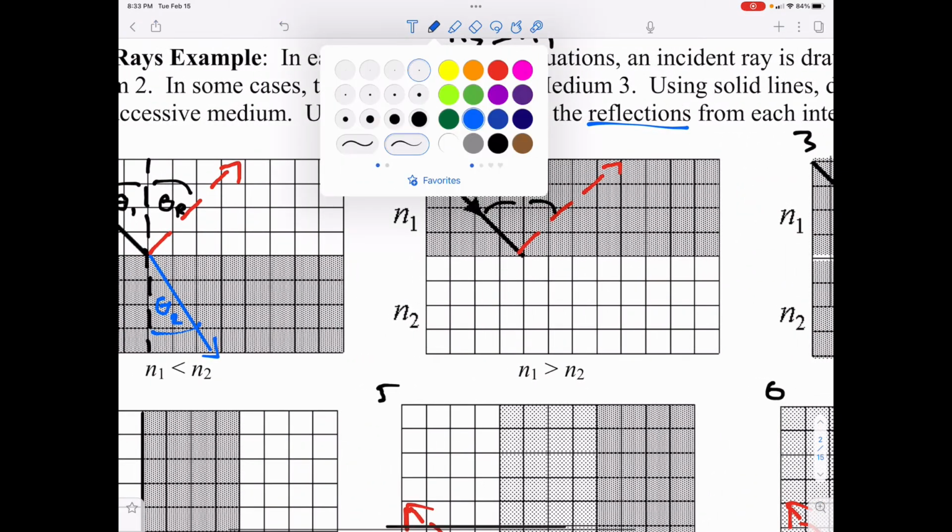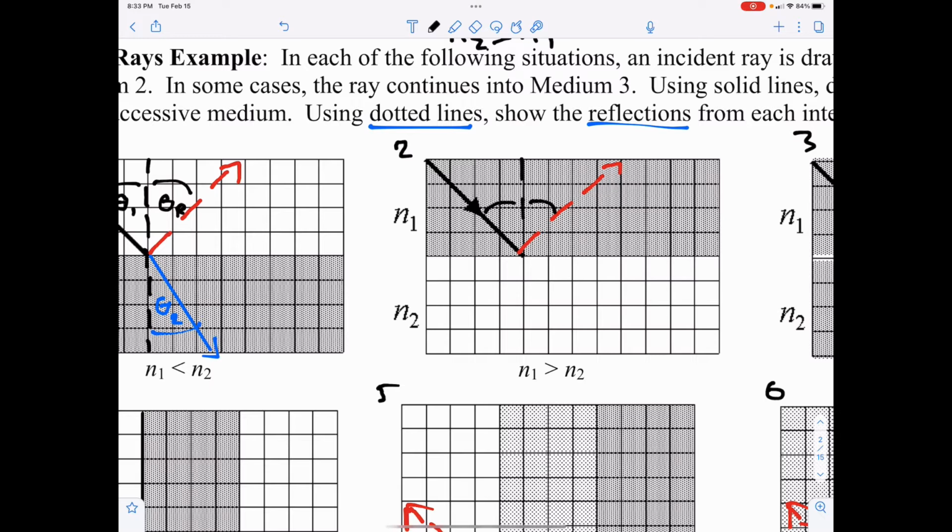Now in the case of number 2, it's entering a medium of lower optical density. So you should expect it to be bending farther from the normal. In which case, here's theta 1, here's theta 2, and you can see theta 2 is much larger than theta 1.